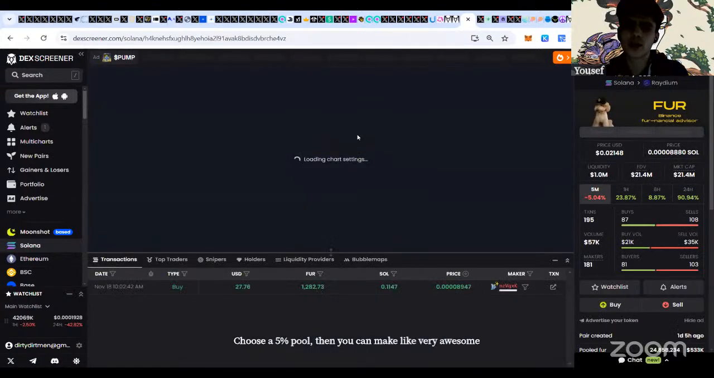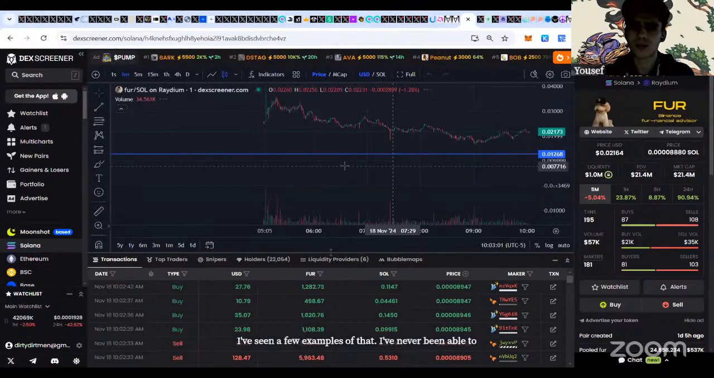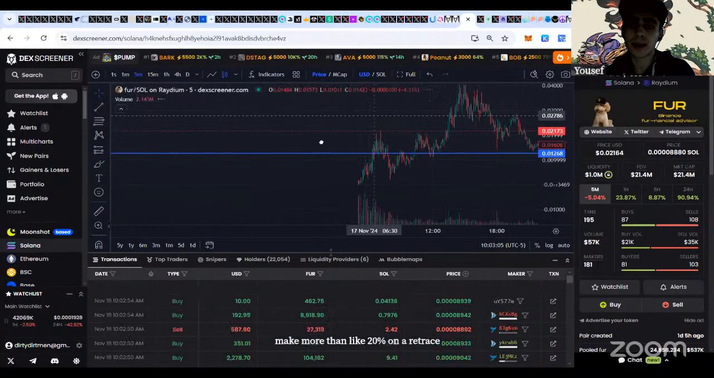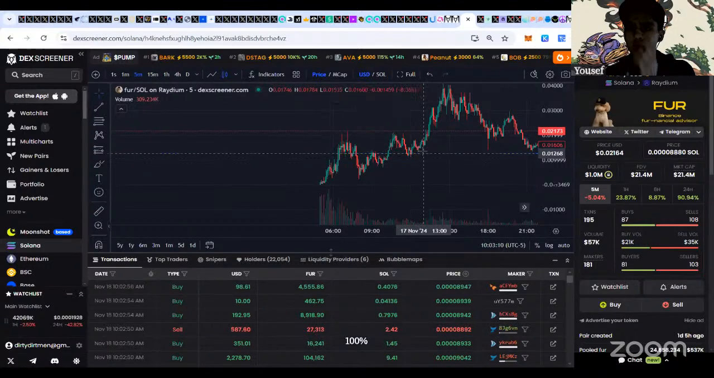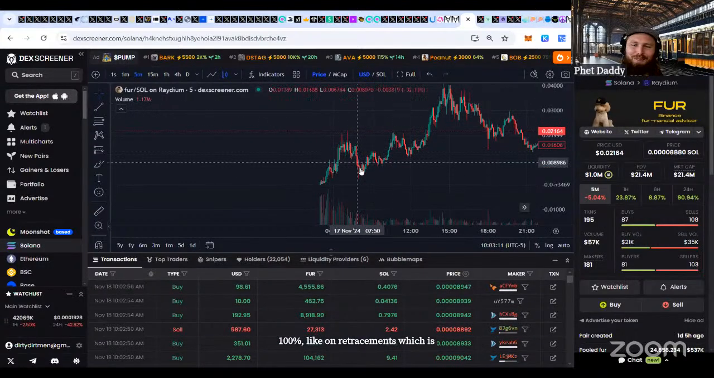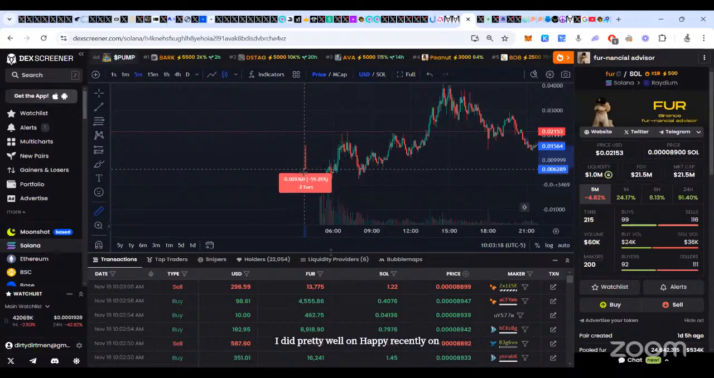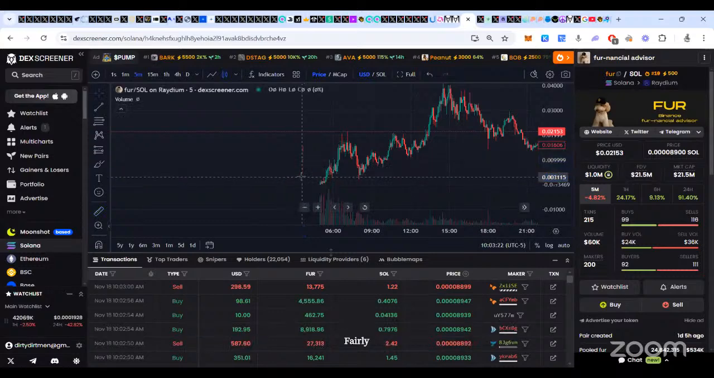I've seen a few examples of that. I've never been able to make more than 20% on a retrace, but sometimes I've seen people make 100% on retracements, which is insane. Happy recently worked beautifully on a retracement, and I actually just exited it fairly recently, and that was really good.